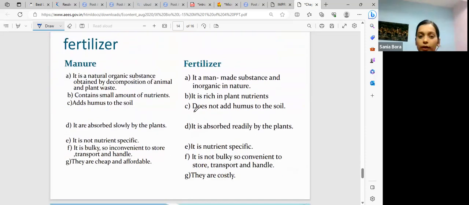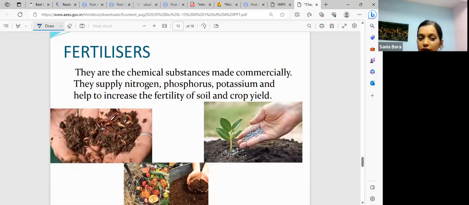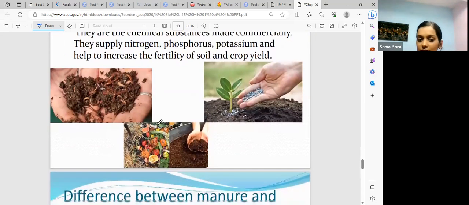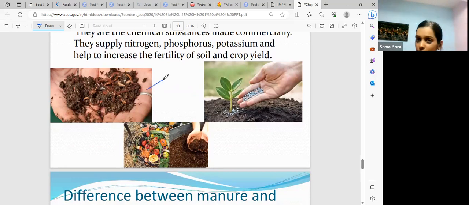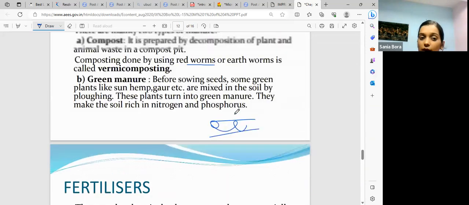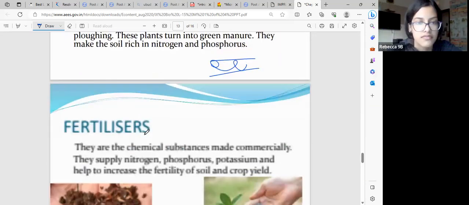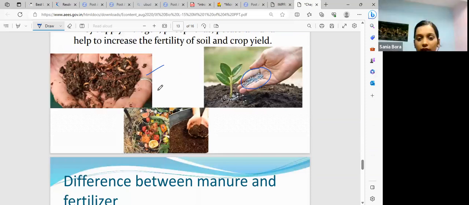Now coming to the, okay, till here only. You can see red worms, this is vermi composting. This is composting. You can see this is a whole pit and they are throwing everything, vegetables, animal waste and everything, and it is being converted into compost. And you can see these green balls. Along with sowing the seed, they are also producing green manure. So this is what. I hope all the three are clear to you.